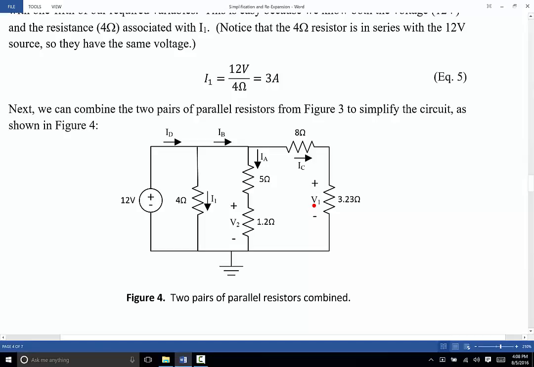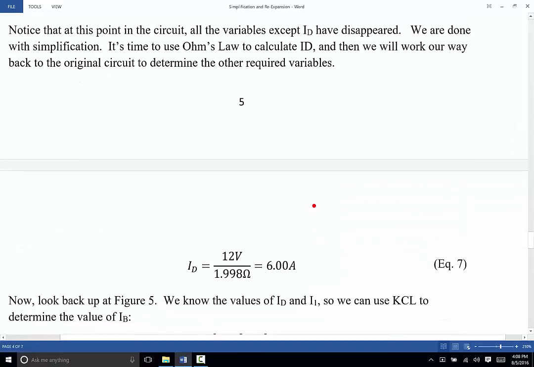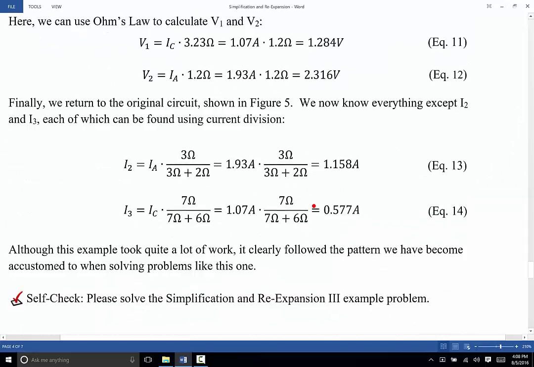Those are 2 of the 5 quantities that I was required to find. So I can now multiply those and find out what those quantities are. So you can see here that I have V sub 1 is I sub C times the resistance, 1.07 amps times 1.2 ohms, gives me 1.284 volts. V sub 2 similarly turns out to be 2.316 volts.